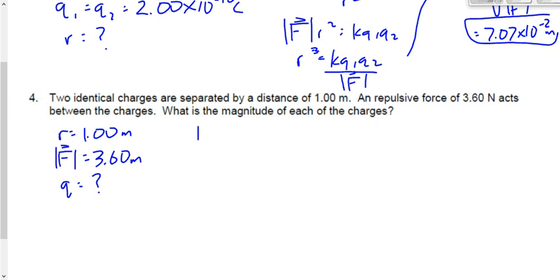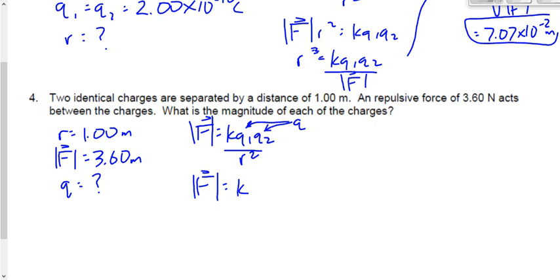Now, my equation is the Coulomb's law equation. It's K Q1 Q2 over R squared. But if I replace Q1 and Q2 with Q, what does this equation become? F is equal to K times what? 2Q? Q squared. Q plus Q is 2Q, but Q times Q is Q squared. So it's K Q squared over R squared.